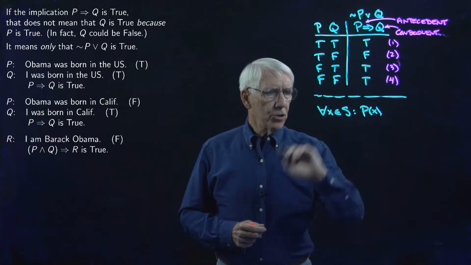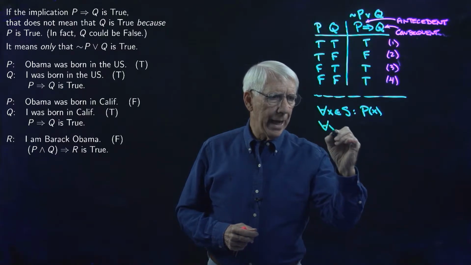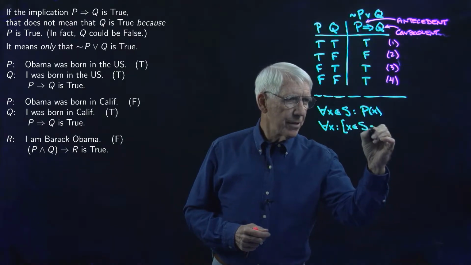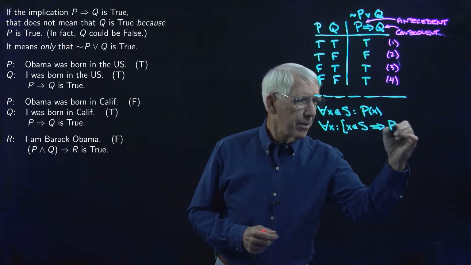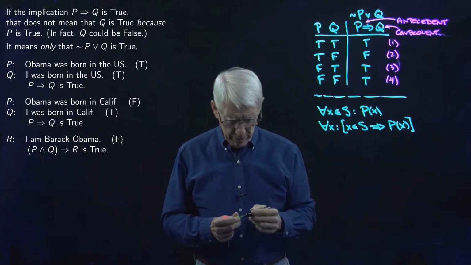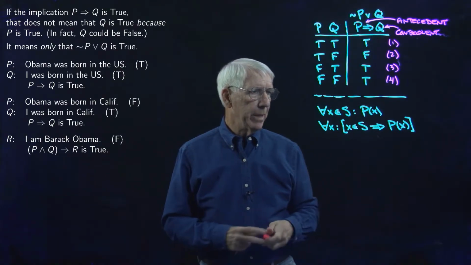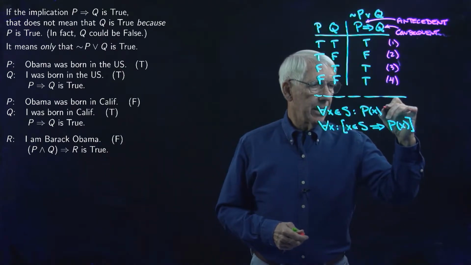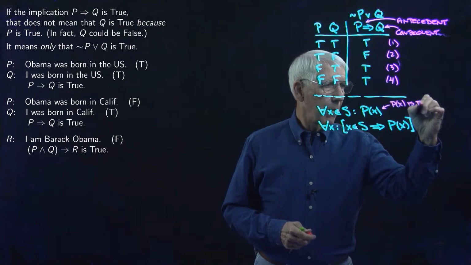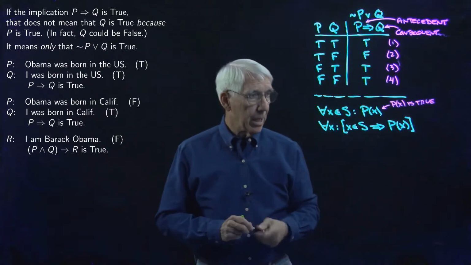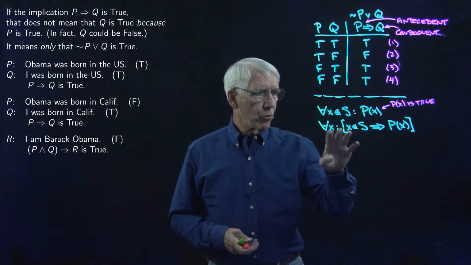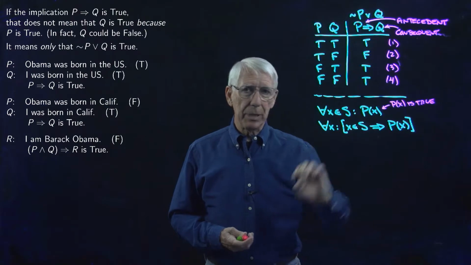So we could also write this as for all x, x in S implies P of x is true. And maybe I should put in here that what we really mean when we write P of x is that P of x is a true statement for the particular x. So here I've just rewritten this, and I've written it so that it actually is an implication.